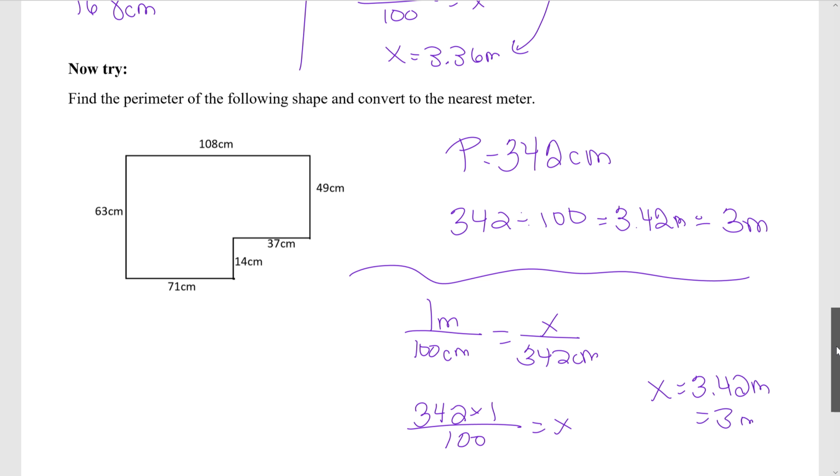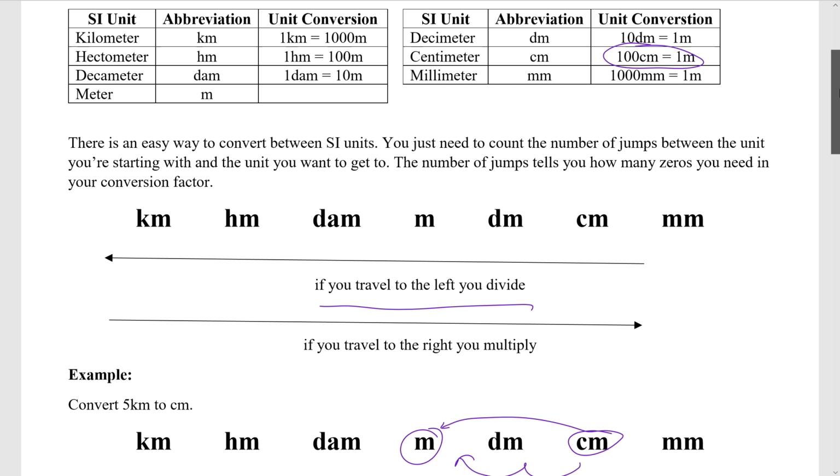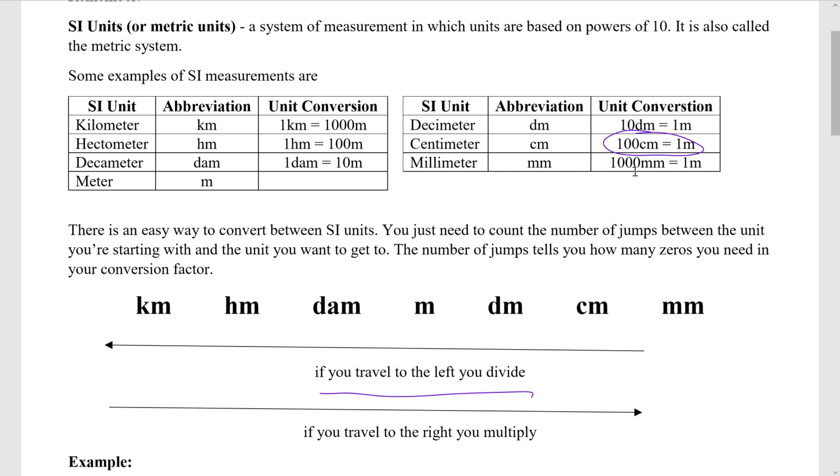On your formula sheet for your quizzes and tests, you will receive these conversion units. You won't receive this list. So if you wanted to do the skip jumping method to determine how to convert it, you would have to remember this list in order: kilometers, hectometers, decameters, meters, decimeters, centimeters, and millimeters. But you would be given these unit conversions that are listed here.